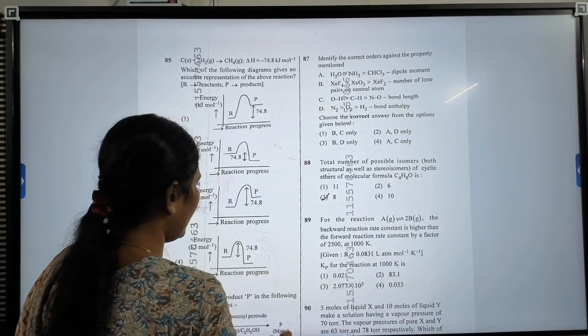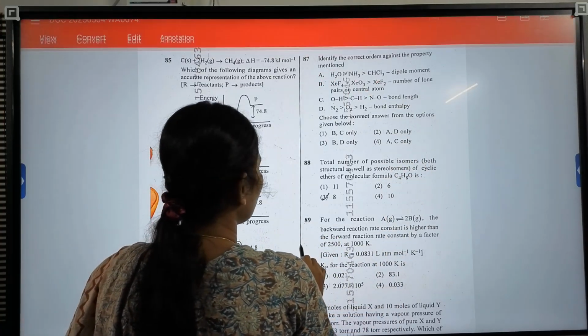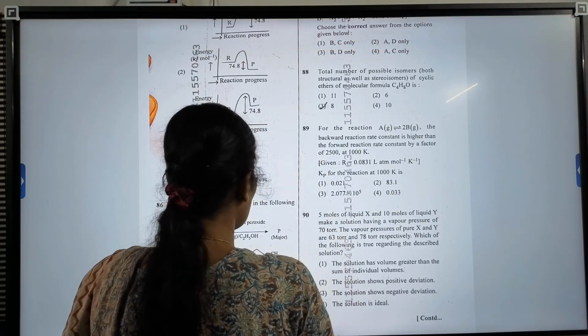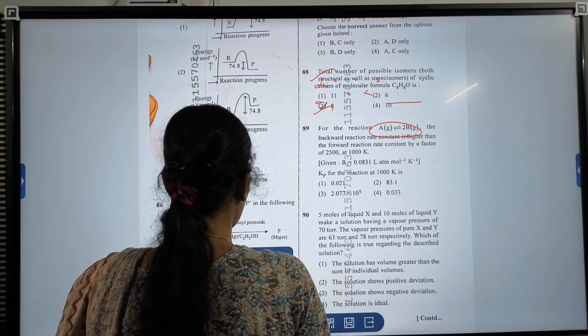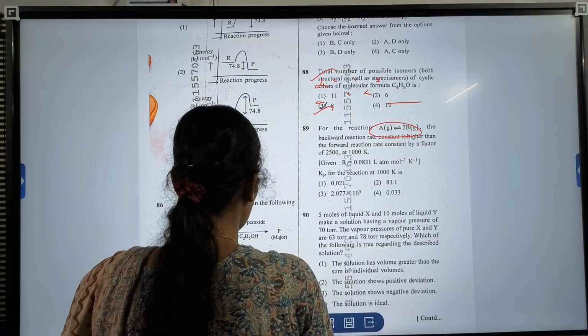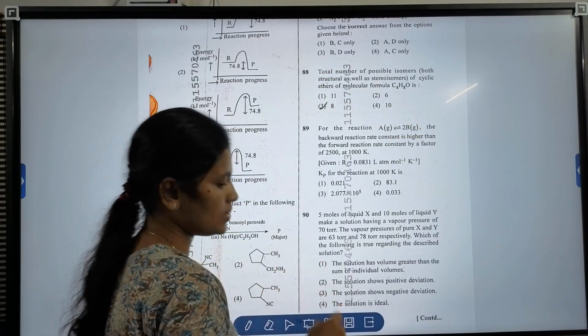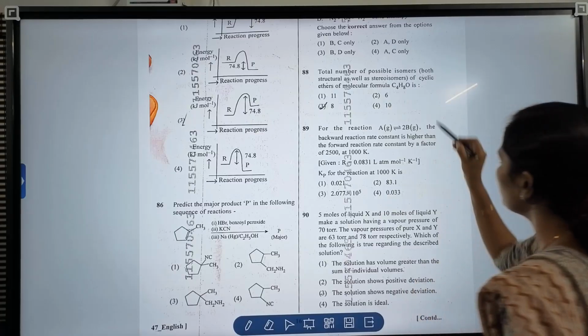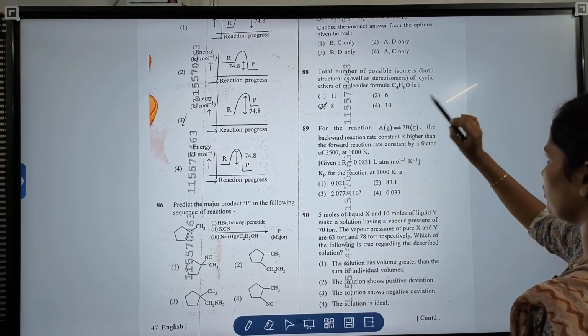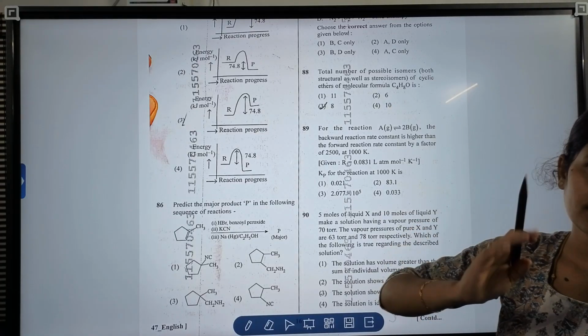And question number 88, look at the 88. Total number of possible isomers. Here you should be very careful. You have to write all the possible ones. I think these few questions have taken time, one among these. It's cyclic ethers they have mentioned. So you are not going to write aldehydes, ketones and all, right?